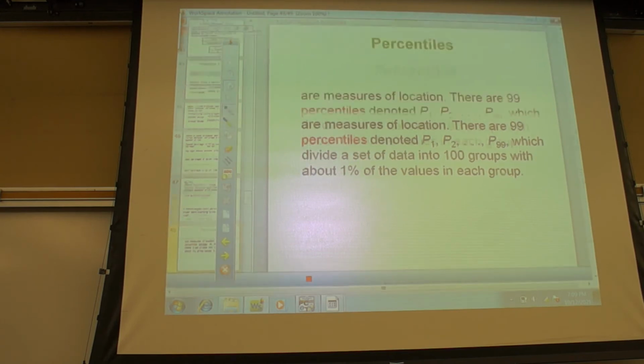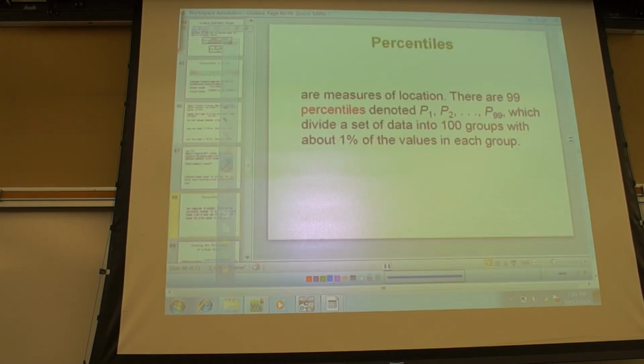All right, then we got percentiles. Percentiles are measures of location. There are 99 of them, denoted P1, P2, P3, all the way up to P99. They split our data into 100 groups with roughly 1% in each group.